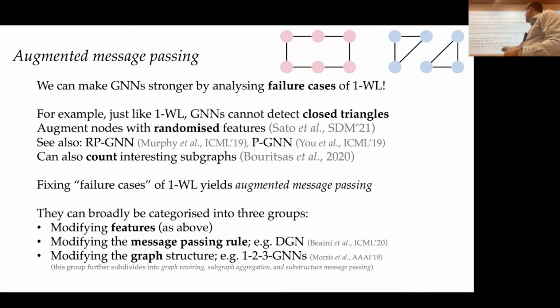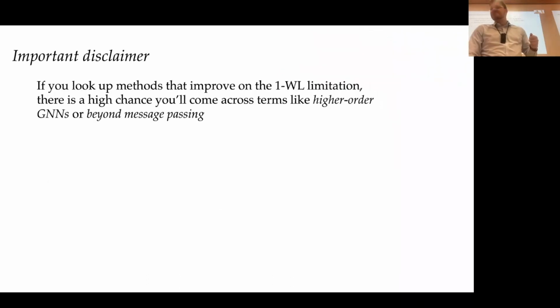And this modification of graph structure, by the way, further subdivides into rewiring the graph, aggregating over subgraphs, or even inventing new nodes that correspond to substructures you care about, and then making that node responsible for the whole substructure. And that way you have a message passing that's mindful of the interesting things inside the graph. Also very common in computational chemistry.